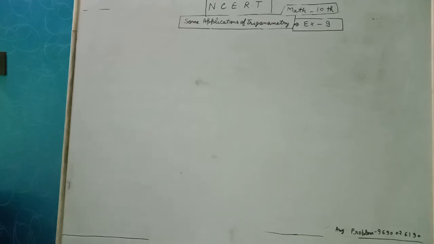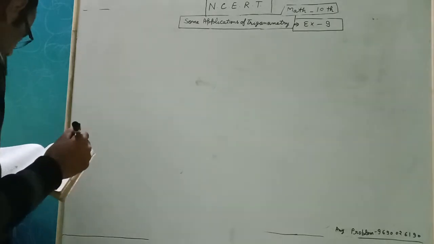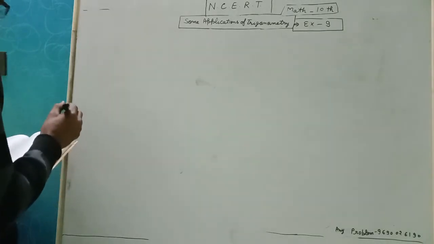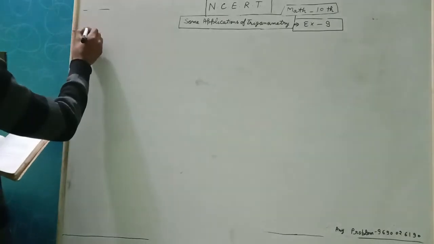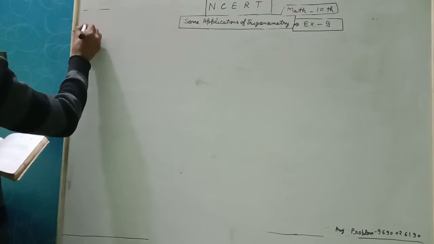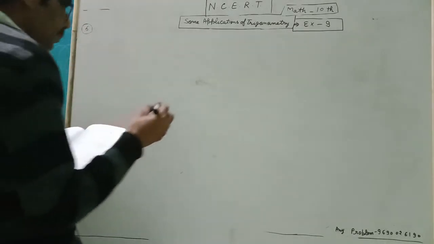10th class student, exercise 9. Some applications of trigonometry. Question number 6, after question 5. Question number 6 is a voyage.